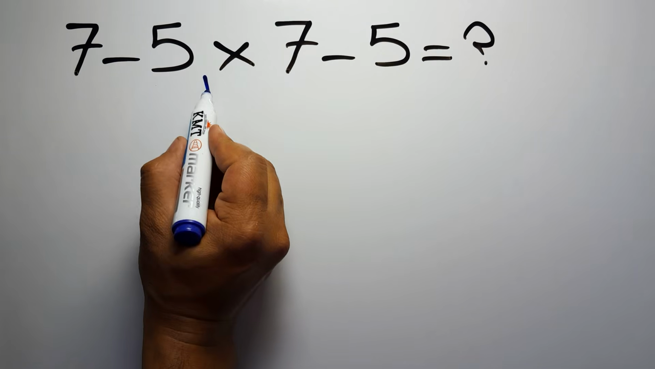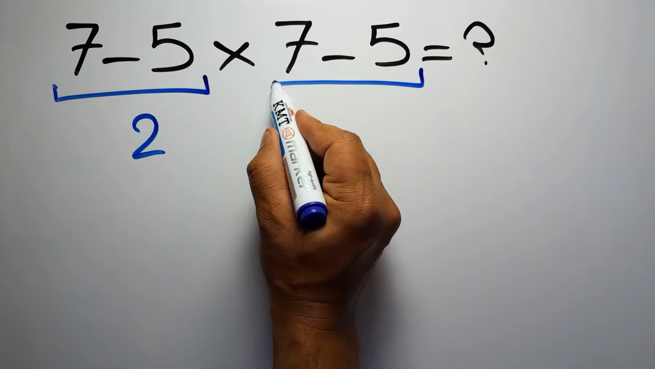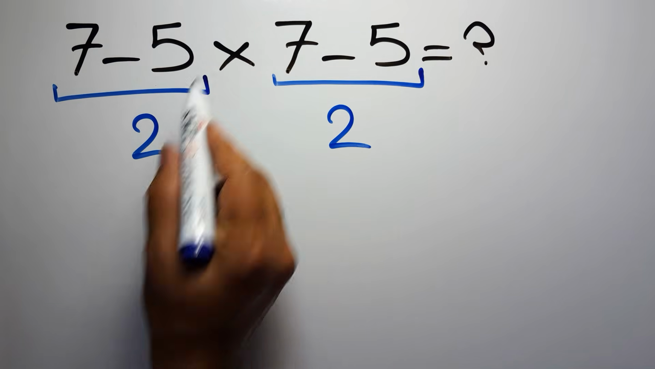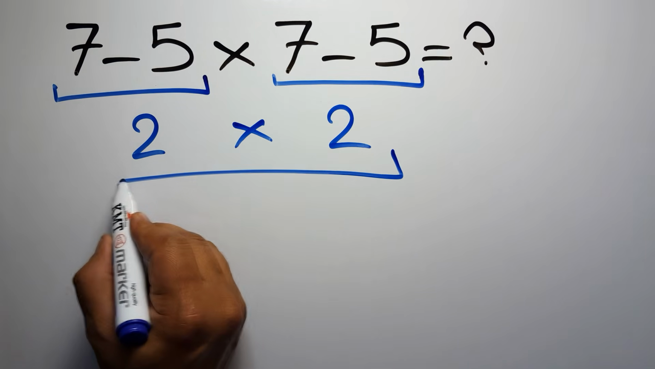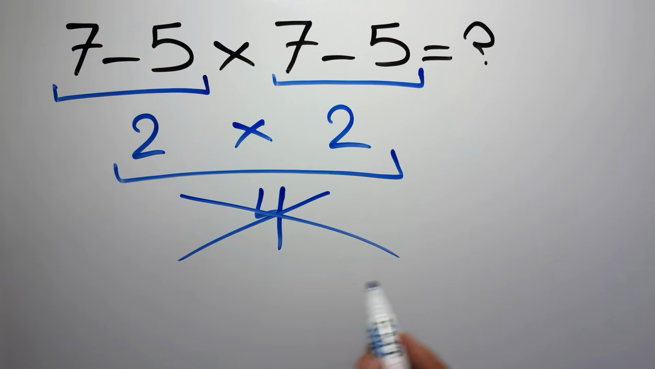7 minus 5 gives us 2. And again here we have 7 minus 5. So 2 times 2 gives us 4. But this answer is not correct.